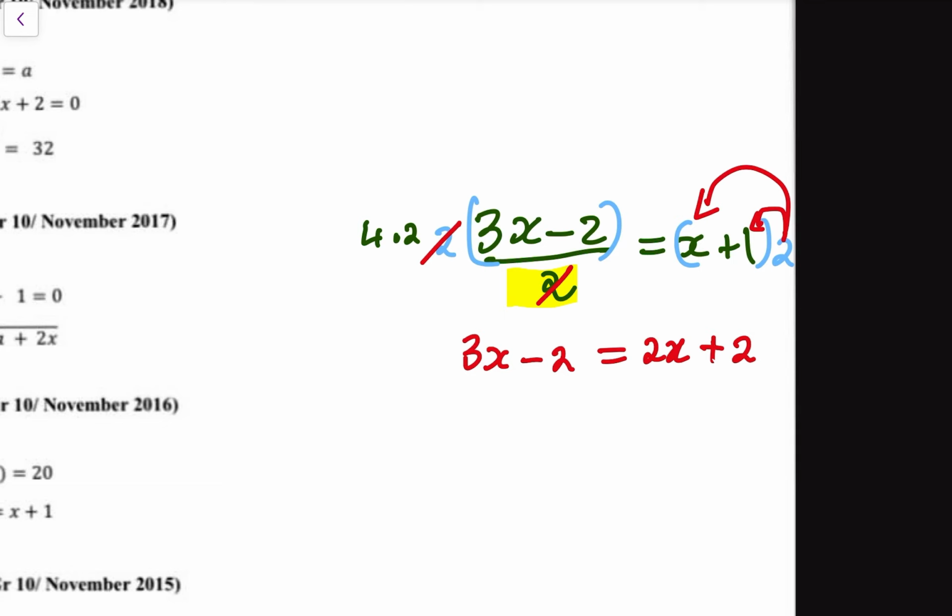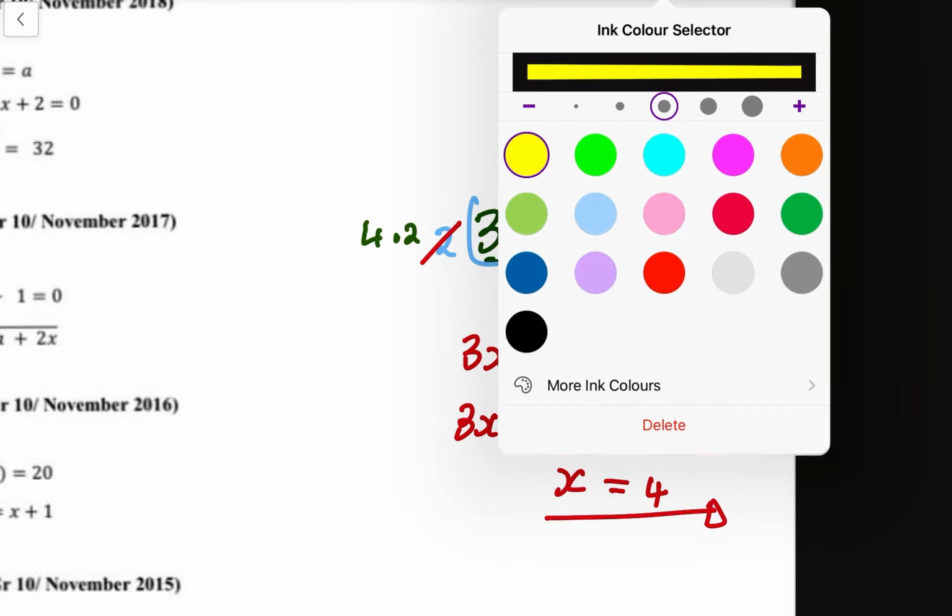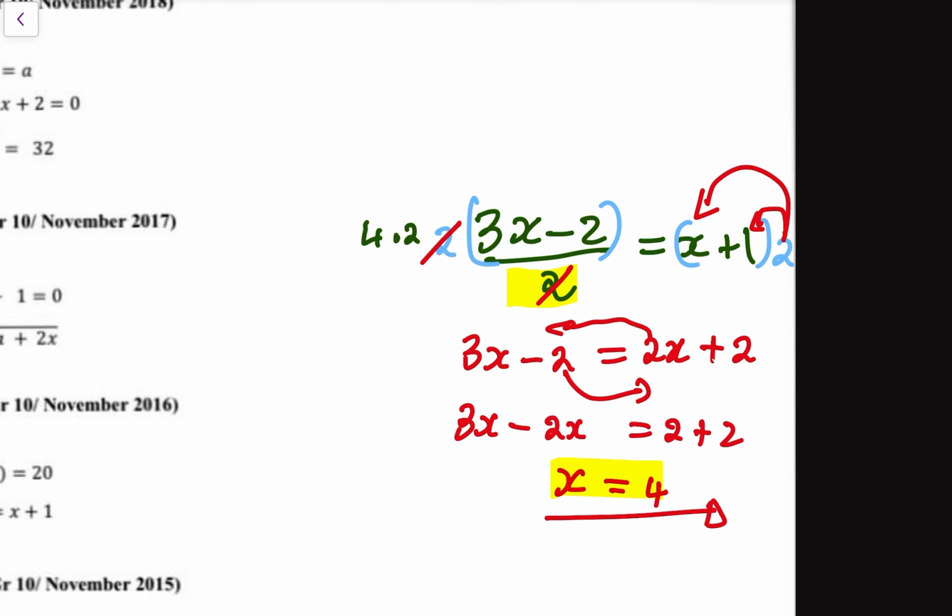Group all the like terms, so 2x will come to the left, so we are going to have 3x minus 2x is equal to, transpose this 2, and then it will be 2 plus 2. Now, what is 3x minus 2x? It is x. 2 plus 2 is 4. So here, our x is equal to 4.